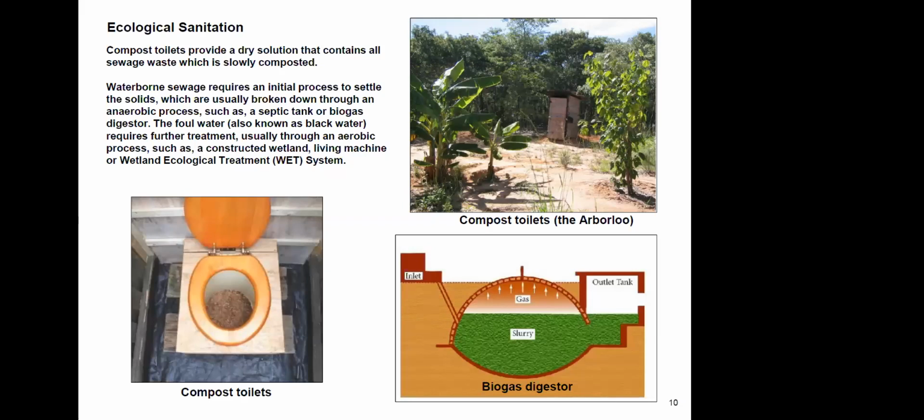Ezio, we also have another question from Juliet. Why wouldn't you just use composting toilets? It seems easier and more efficient.